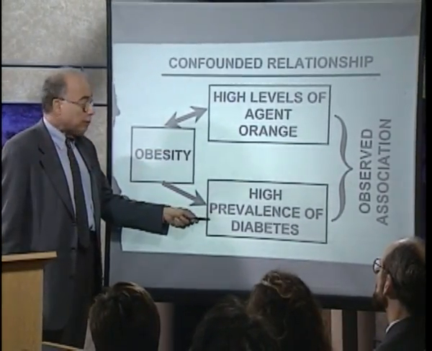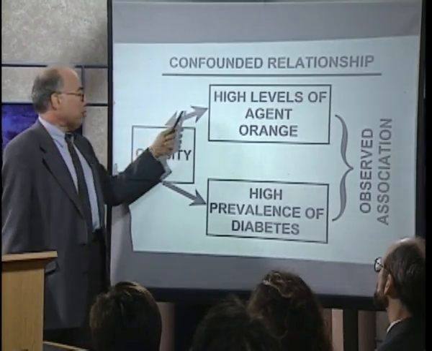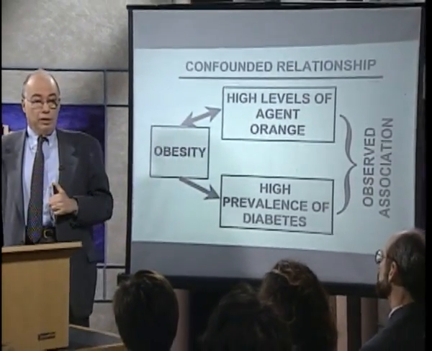Obesity we know is a risk factor for diabetes, and obesity is linked to high levels of Agent Orange in the blood. It has not yet been clarified what the nature of this relationship is, but it is evidence that the problem of confounding is a terribly important one that we have to take into account.